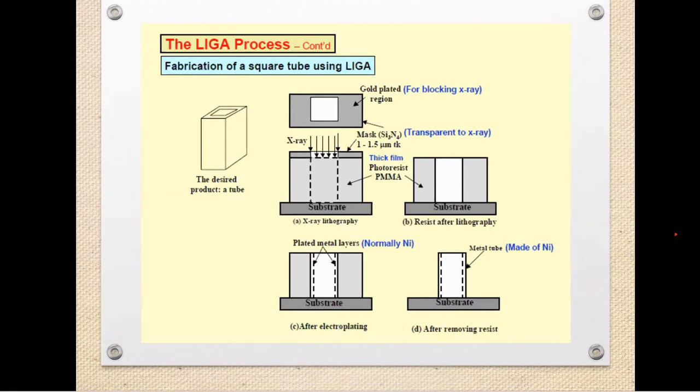After that, we will deposit a thin film of gold over that, and then we will do the deep X-ray lithography, and that will cause the exposed area to be dissolved. The second step is the electroplating of the PMMA photoresist with the desired metal. And the most common desired metal is what? That is nickel.